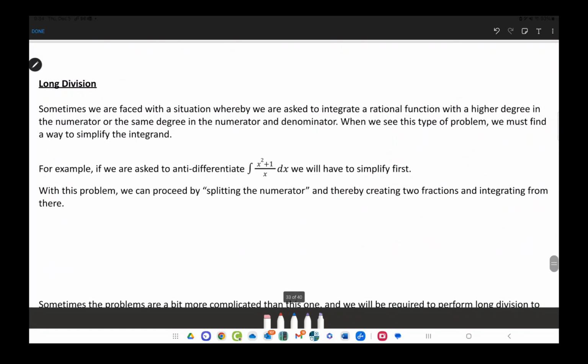Long division. This is perfect, actually. Let's see what the next page says. Inverse trig operations include the square.